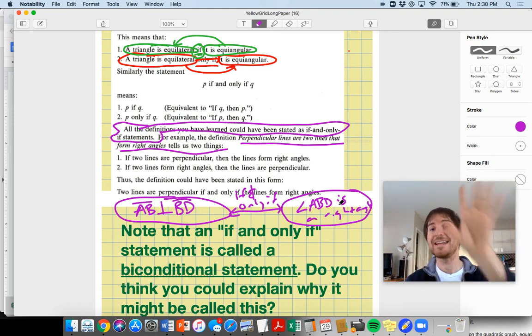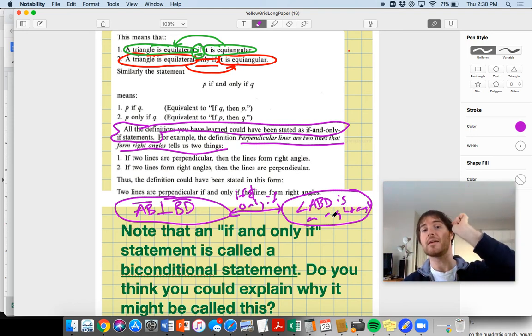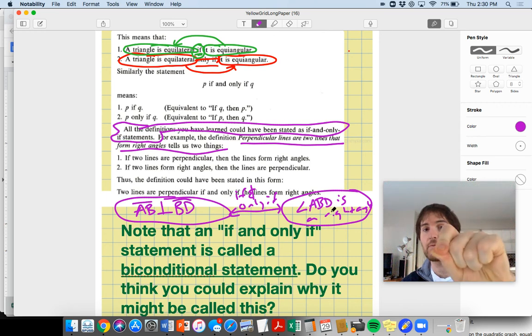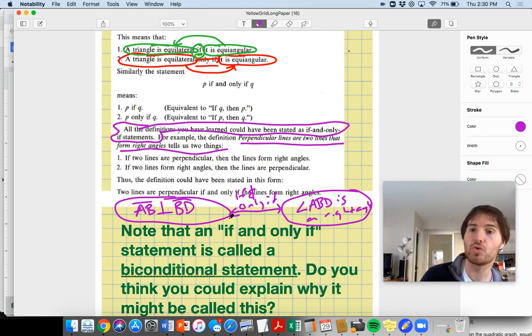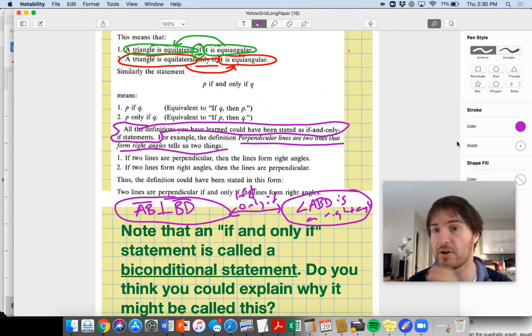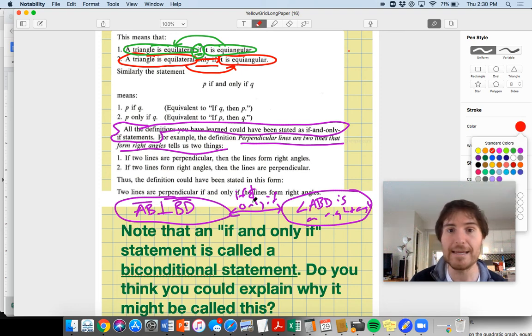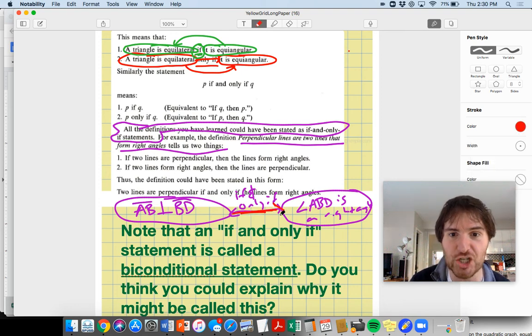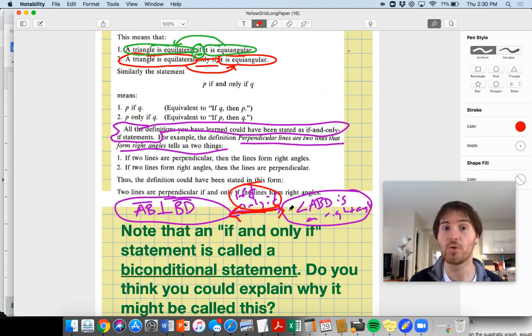So for any definition, the fact that we know an angle is a right angle is enough to establish that the lines have to be perpendicular. If we know that lines are perpendicular, that's enough to establish that the angles are right angles. This is called the biconditional symbol, and it stands for if and only if. So break that up into two sentences.